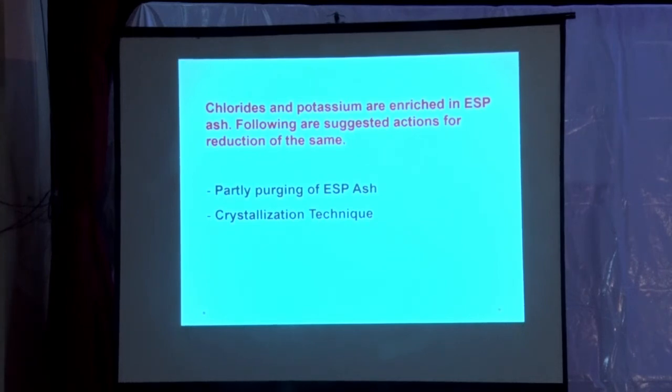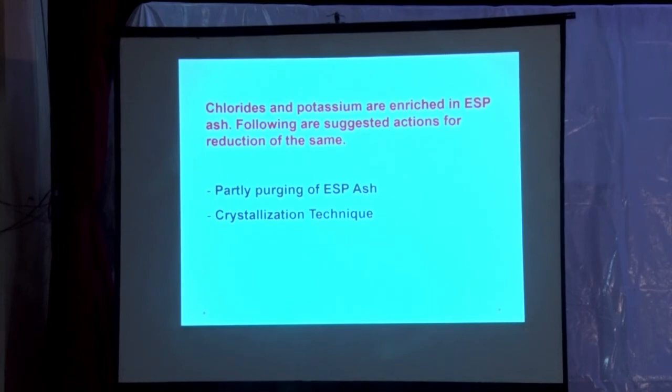And I am happy to say here that at CPPRI, we have developed a process, the leaching of chloride from ESP ash. And those who are from recovery present in this house, I think Anupam is here. You are here, Anupam? You can meet Anupam or meet me. We have a pilot plant.